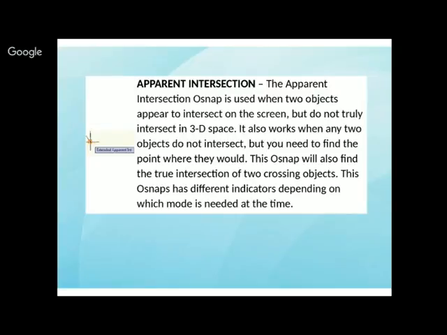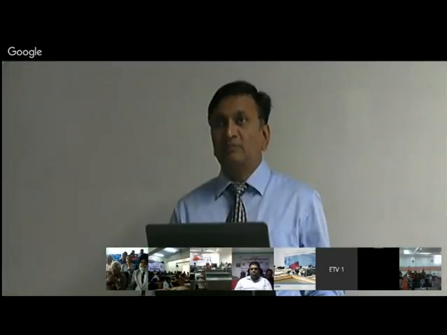Then there is one more thing: apparent intersection. There is no intersection between the lines or between the two entities, but there is an apparent intersection. It means if we extend those entities, or one of them, then they will intersect at some point in space, and we want to pick up that point. So we will use apparent intersection of those two entities. Okay, so this was about the object snap.